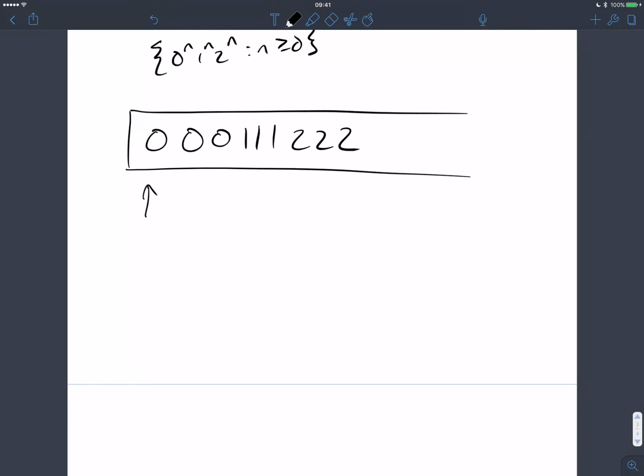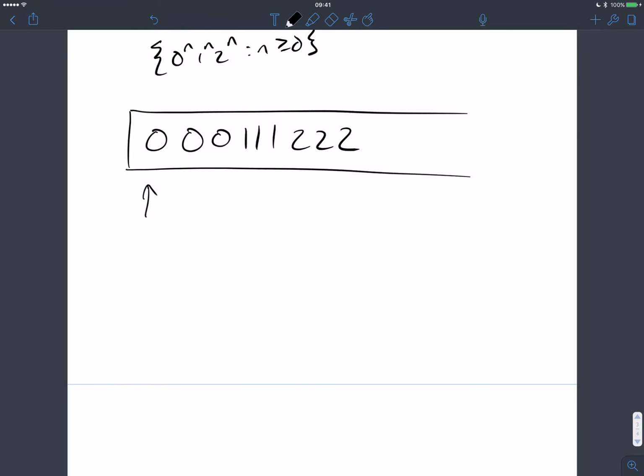Well, maybe, suggestion? Could you add something in between, like word segments to divide it up? Well, the input's not provided that. Oh. Yeah. Okay, yeah, so that seems like a good idea. I don't know how many zeros, ones, and twos there are.